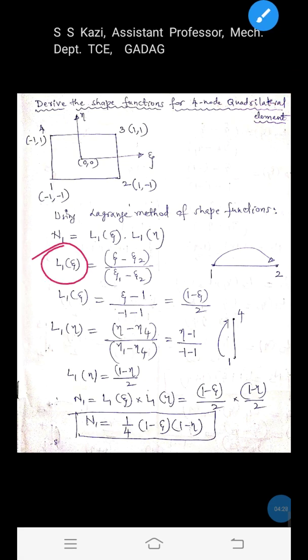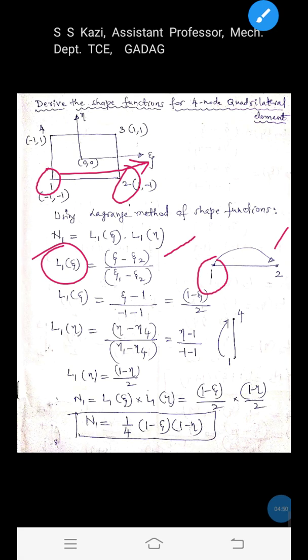L1 of zeta can be written by using the formula we have already discussed in the previous videos for 1D quadratic and 1D cubic. In the zeta direction, along the direction of node 1, there is only one other node, that is node 2.